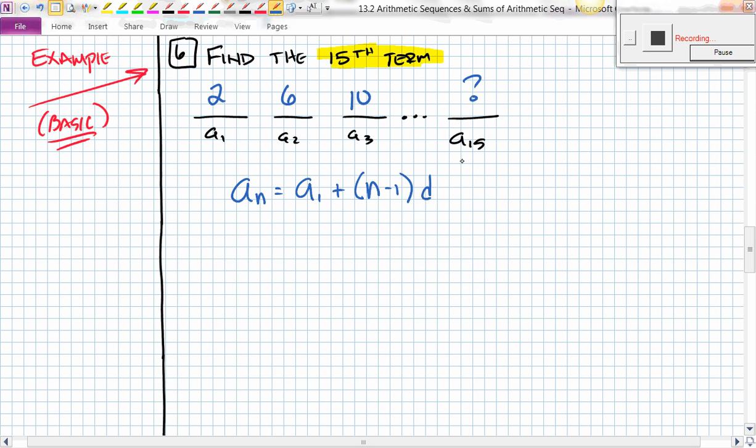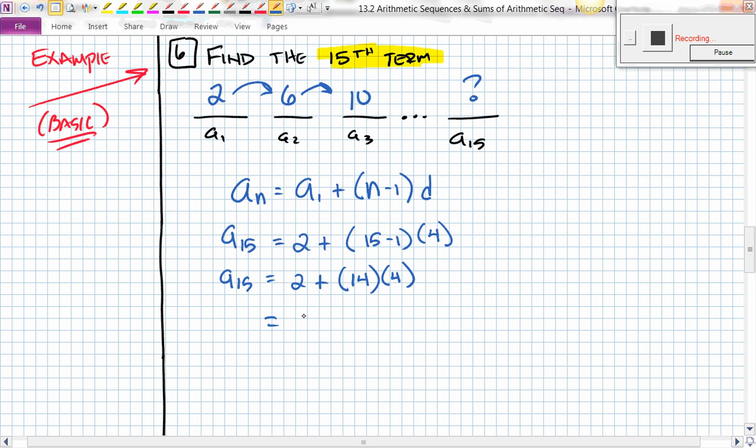The term that I'm looking for is the 15th term. So that means a sub 15 has to be the first term, which happens to be 2, plus n minus 1, so 15 minus 1, times my common difference. Now, it looks like my common difference here is up 4, so I had to figure that out ahead of time. So the 15th term must be 2 plus 14 times 4. That gives me a grand total of 2 plus 56, which is equal to 58.